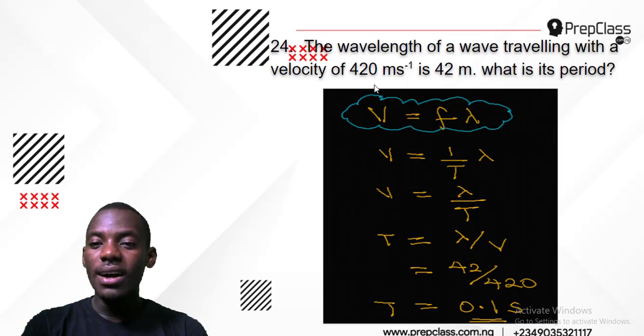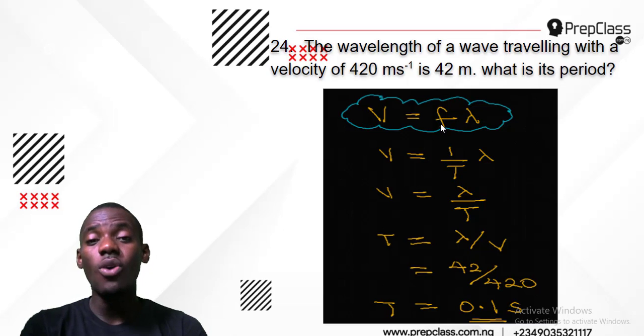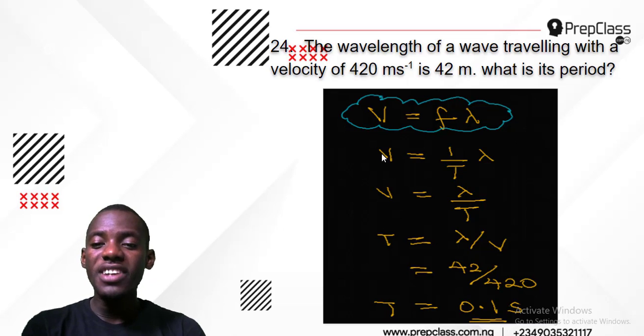Please take note. Now, it is asking for period, right? Period is the inverse of frequency. So frequency equals 1 over period. So V equals 1 over T times lambda, right? Now, what's my V? My V is the speed of the wave, and that speed is 420 meters per second. T is my period, and lambda is my wavelength. The wavelength is 42 meters.